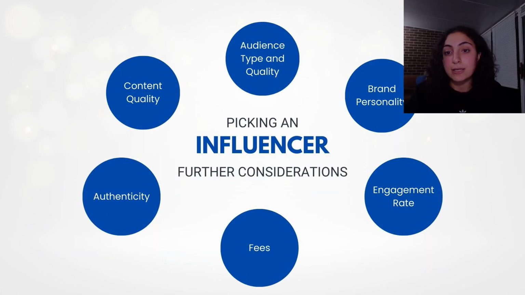The Digital Marketing Institute prescribes some further considerations for finding an influencer. First is audience type and quality. Ask yourself, does their audience align with your target audience? The second part is preferred social network. What platform is the influencer active on, and what is their strongest platform? Does that platform align with where your target audience resides?